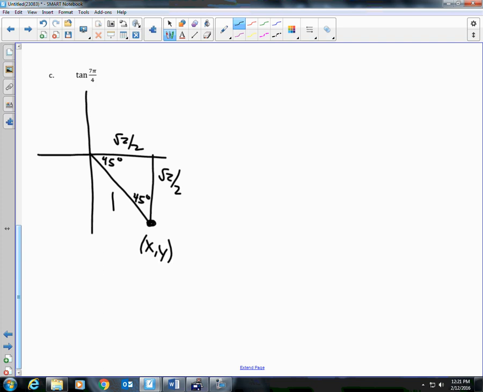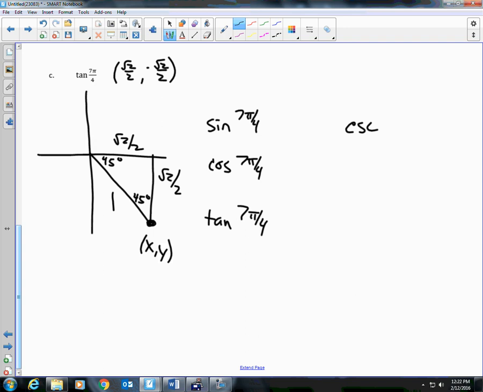Hopefully you understand now why we spent the time converting 7 pi over 4. We want to do that quickly. You can see now why we want to do it quickly, right? You also understand why we want to come up with those values and not question how we got them. We now know that they are that. So my coordinate will be square root of 2 over 2 and a root of 2 over 2. So I have sine 7 pi over 4, cosine 7 pi over 4, tangent 7 pi over 4, cosecant 7 pi over 4, secant 7 pi over 4, and cotangent 7 pi over 4.